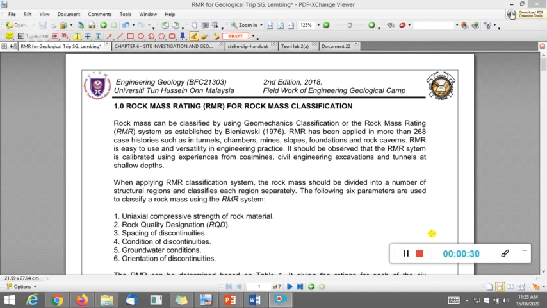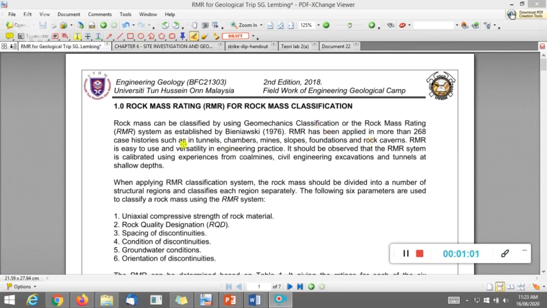So RMR was developed by Bieniawski in 1976. If I'm not mistaken, Prof. Bieniawski is still alive, because I think in 2016 his age was about 77. So maybe currently he is about 81.